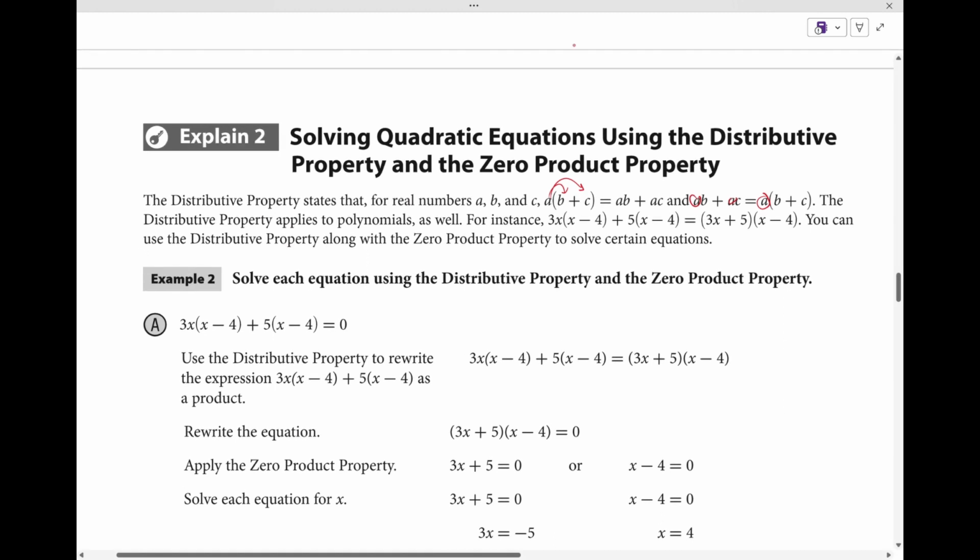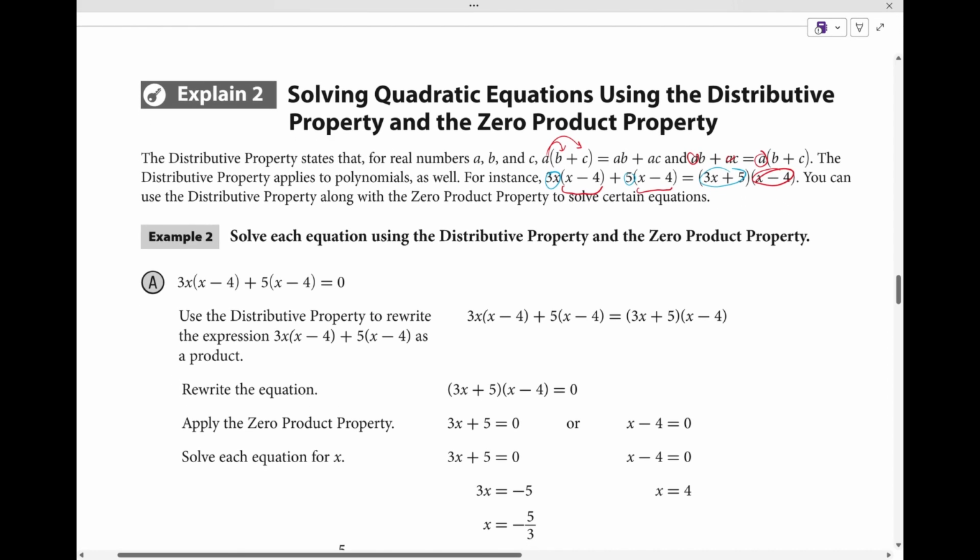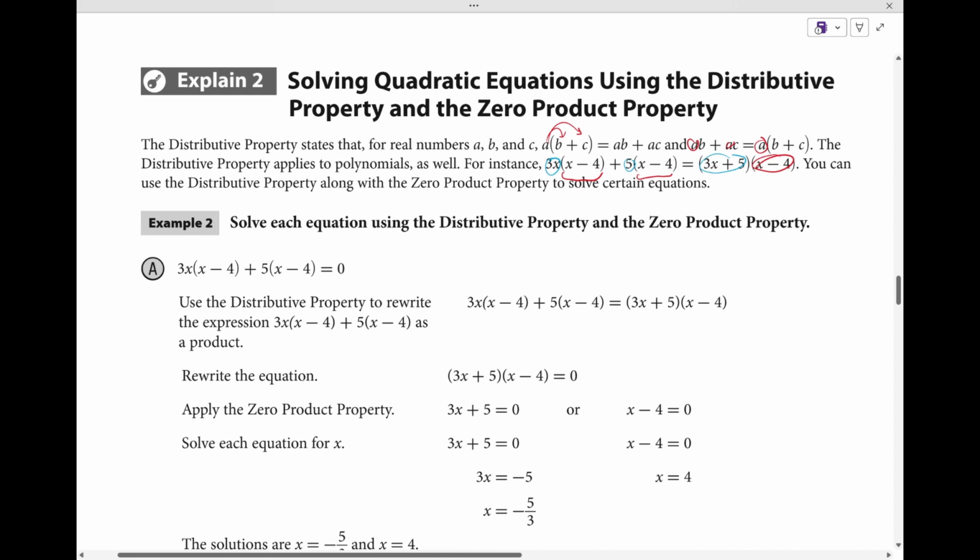So, for example, if I have the same factor x minus 4, I can factor that out. What I'm left with is 3x and 5. That leaves me 3x plus 5. We can use this property along with the ZPP, which stands for zero product property, to solve certain equations.